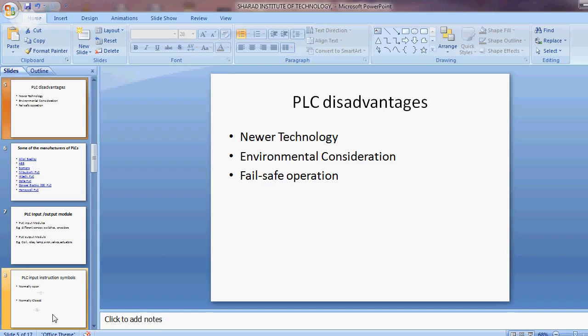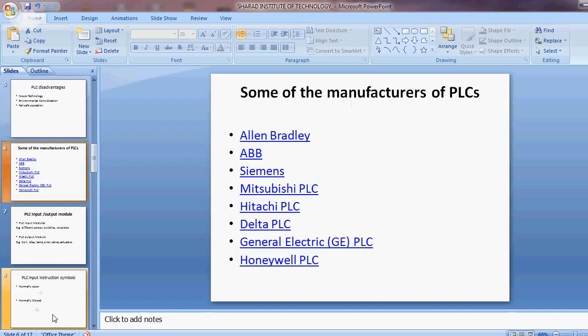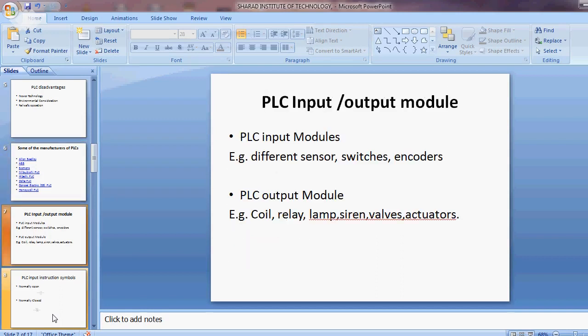The next point is the PLC manufacturers. Mainly the manufacturers are Allen Bradley, ABB, Siemens, Mitsubishi PLC, Hitachi PLC, Delta PLC and General Electric PLC. So these are the manufacturers of the PLCs. Now we move to the PLC input output modules. First we discuss PLC input modules. Input comes from outside in analog form, maybe from sensors, switches and encoders. So these are the main input modules given to the system.